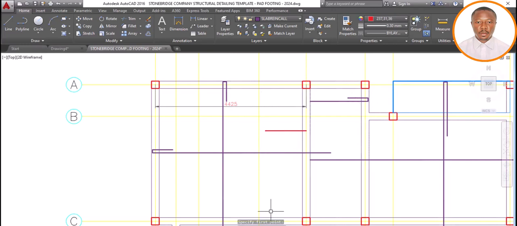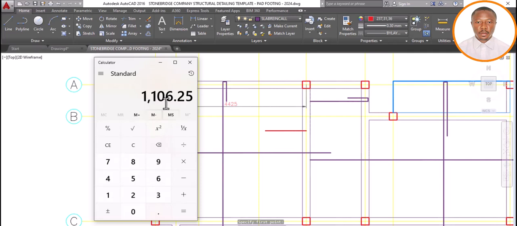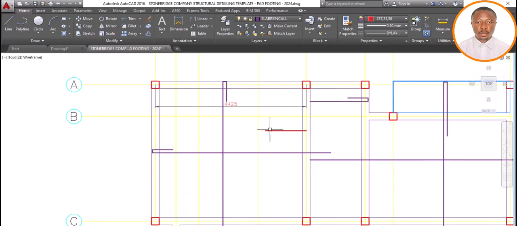Based on our calculation here, let's see where's our calculation. Yes, 1,100. As I said, for me, I always add 100, just like a factor of safety for my own personal designs. So by calculation it is 1,106, but for me, I'm making it 1,200. So that is that. Also, let's take our top reinforcement into this slab. How do we know about this? Let me delete this. Let me remove this.